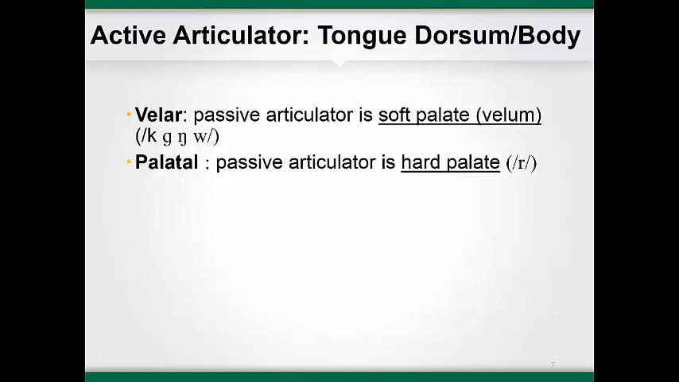The first sound in the word went is doubly articulated, so it involves both a bilabial articulation and a velar articulation. You round the lips and move the tongue towards the velum at the same time. For this reason, it's called a labiovelar sound. For the palatal consonant, like in rug, the tongue body approaches the hard palate, so the hard palate is the passive articulator for the sound.